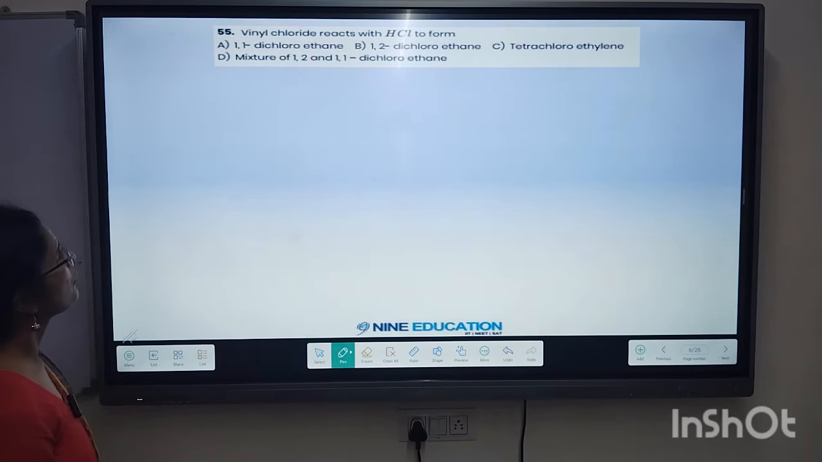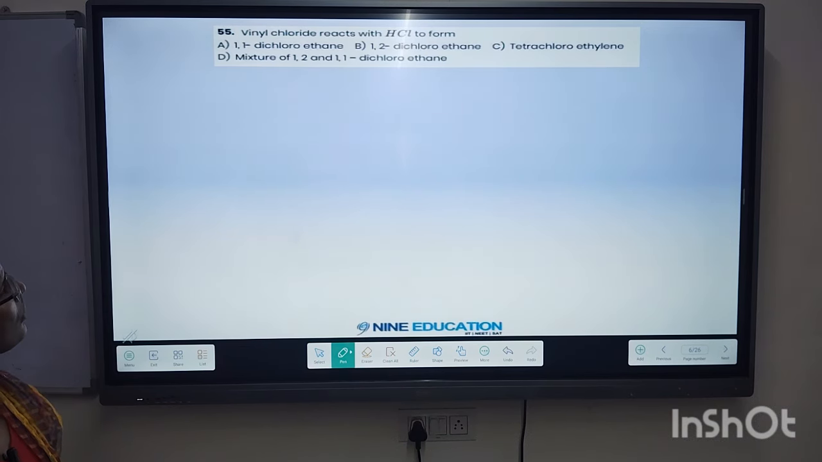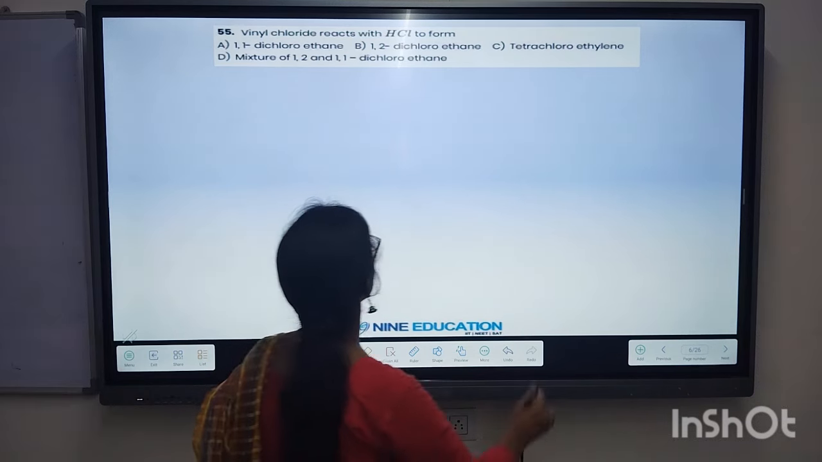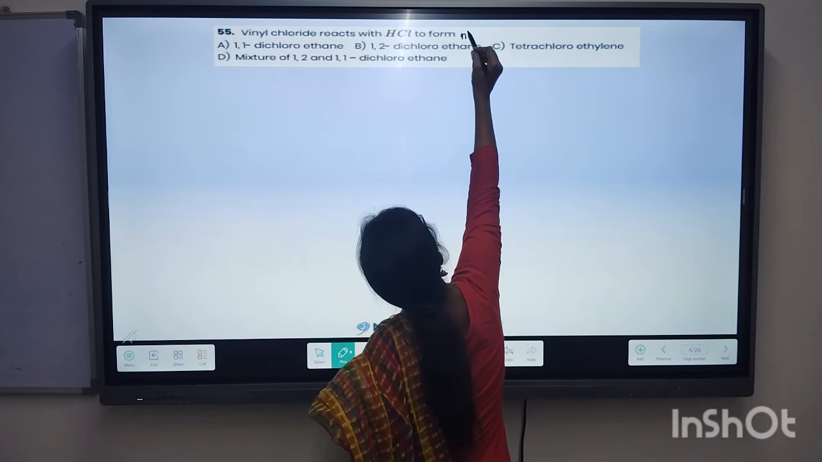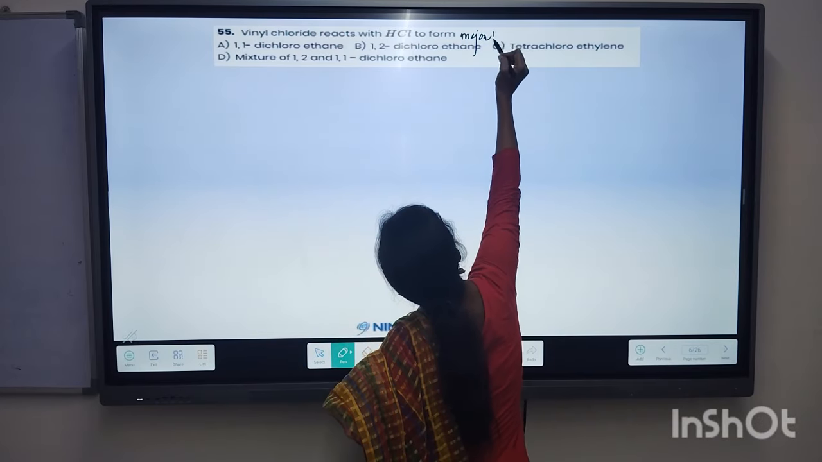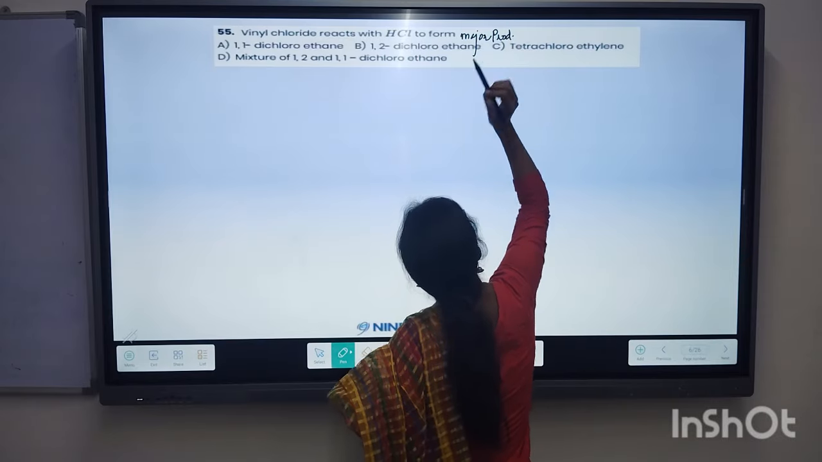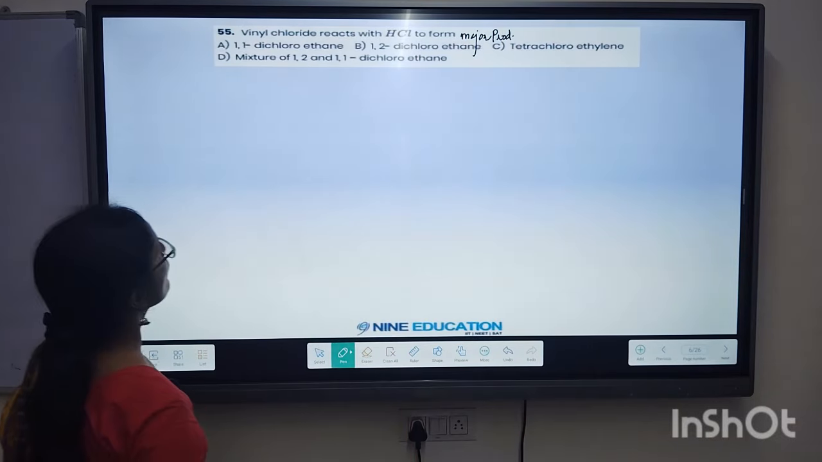Coming to question 55, we have vinyl chloride reacting with HCl to form a product. Here we will have one little correction: vinyl chloride reacts with HCl to form a major product. Okay, vinyl chloride.